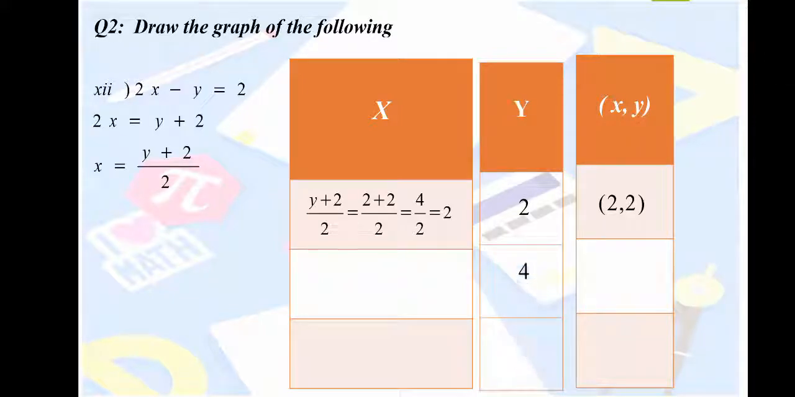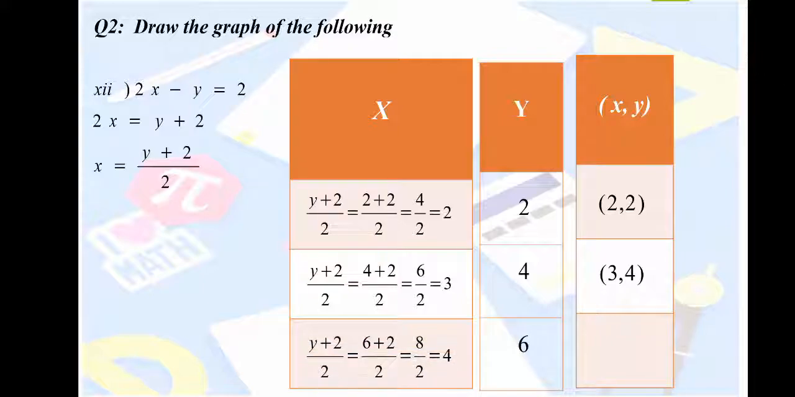The second value of y is 4. Replacing it in the equation, it becomes (4 plus 2) over 2, that is equal to 6 over 2, and 6 over 2 equals 3. So the ordered pair is (3, 4). Third row, the y value is 6.